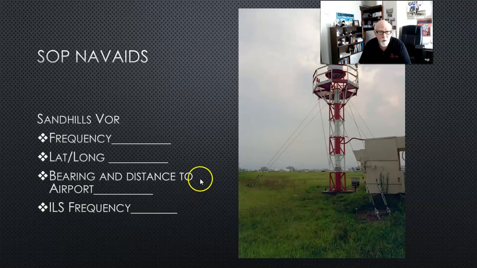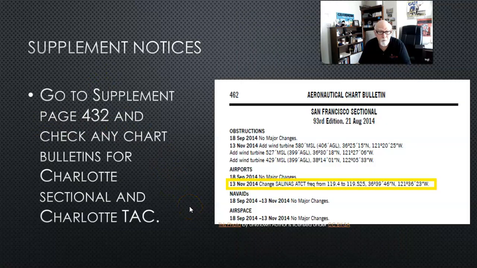For your nav aids, take a look and look up the Sandhills VOR in the book. Get the frequency, lat long, bearing and distance to the airport, and ILS frequency. You'll also find when you look it up that SLP under a NOTAM that Sandhills VOR is out of service.